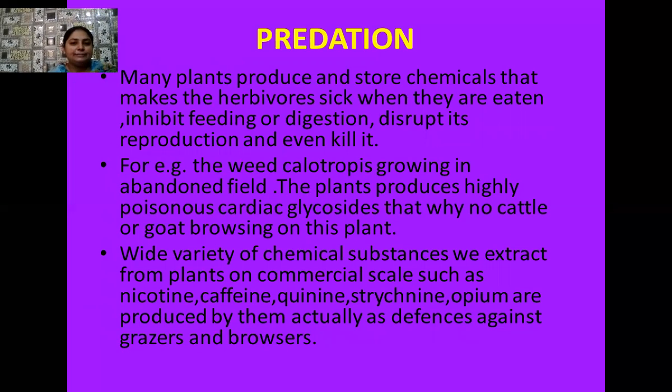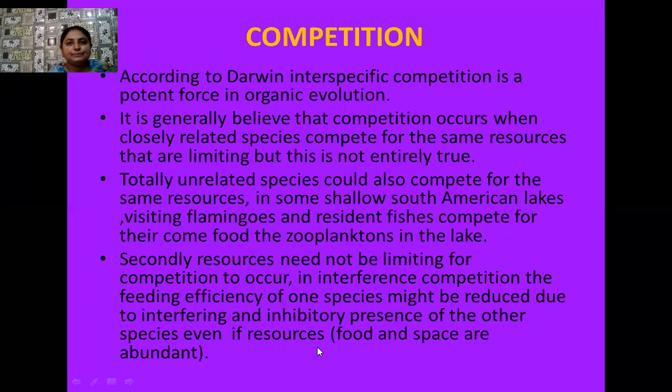A wide variety of chemical substances that we generally extract from plants on a commercial scale, which we call secondary metabolites, are present in plants, such as nicotine, caffeine, quinine, strychnine, opium. All of these are secondary metabolites produced by the plants for their defense purpose. So they defend these plants against grazers or browsers.